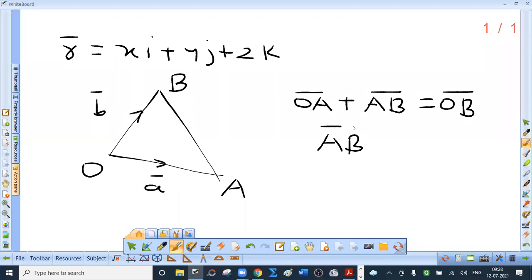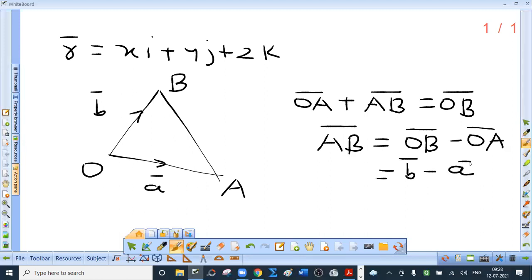So what is AB bar? AB bar is always OB bar minus OA bar. This is very important. What is AB bar? It is OB bar minus OA bar. O is origin. But OB bar is B bar. And what is OA bar? It is A bar. This means position vector.